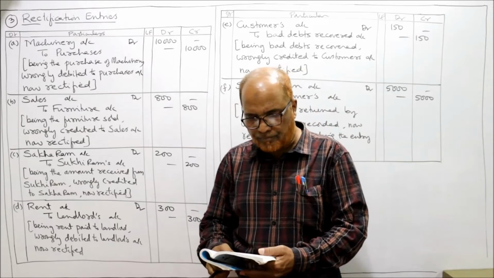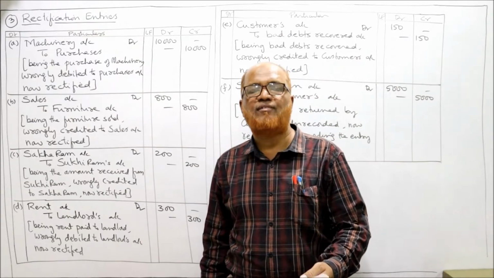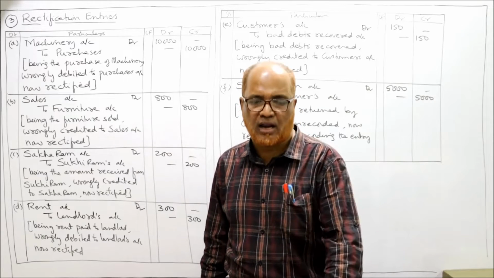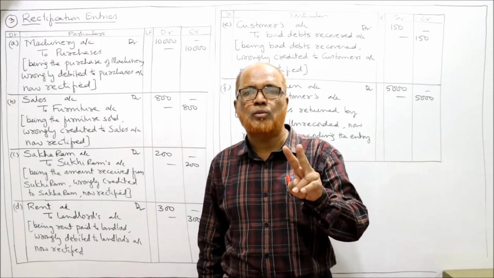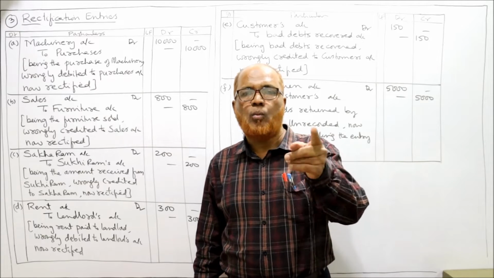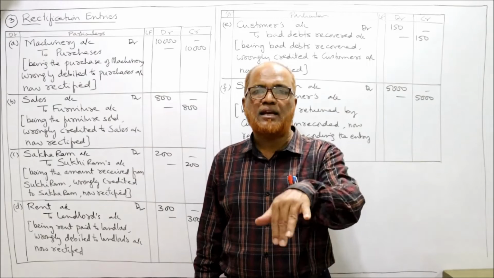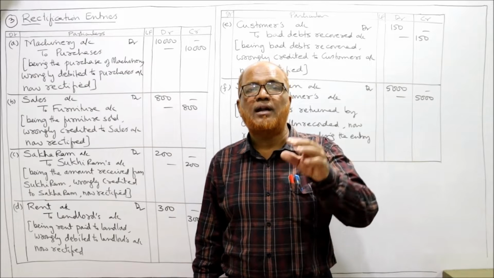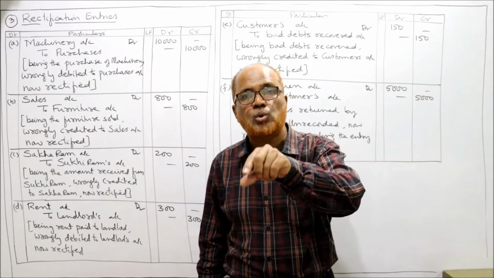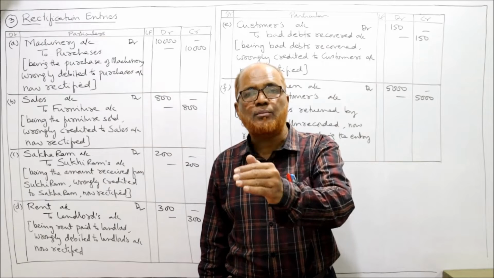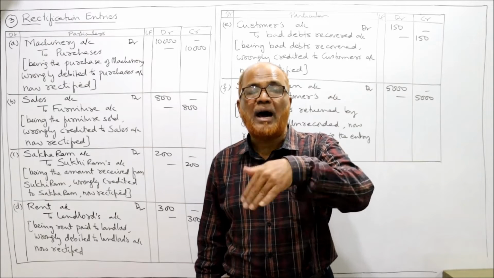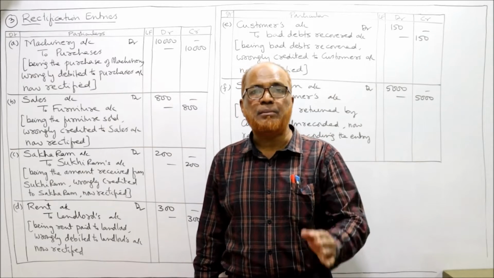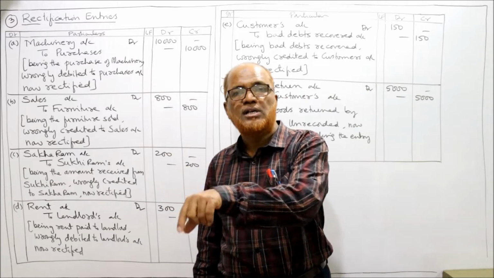Now third point. Rupees 200 received from Sukhiram has been wrongly entered as from Sakharam. Actually, this business has two parties, two customers. One customer is Sukhiram, another customer is Sakharam. The cash is received from Sukhiram. The entry will be cash account debit to Sukhiram account. Sukhiram should be credited, but by mistake, the accountant has credited Sakharam.